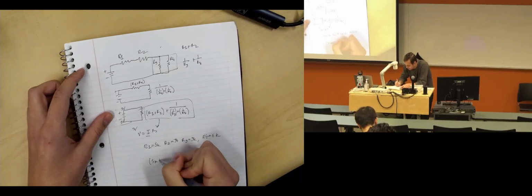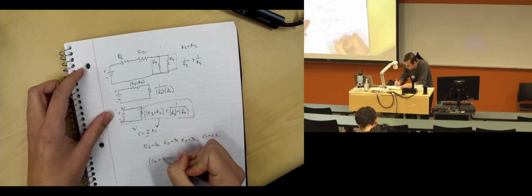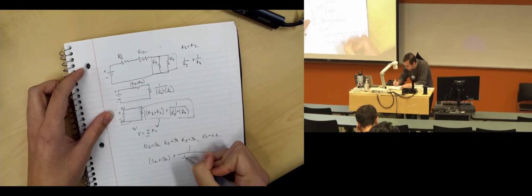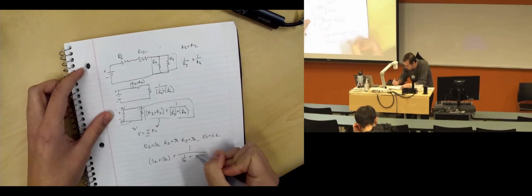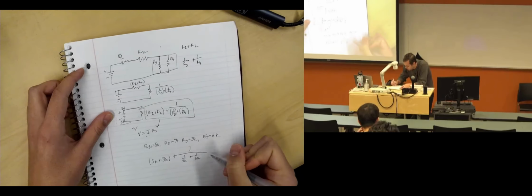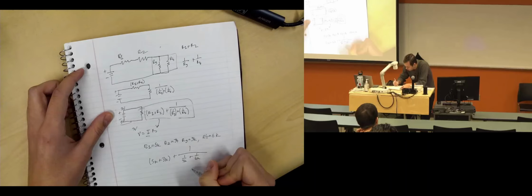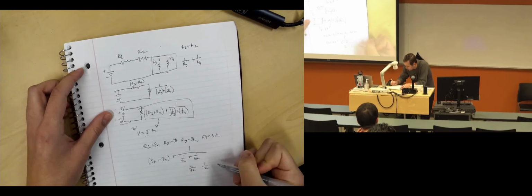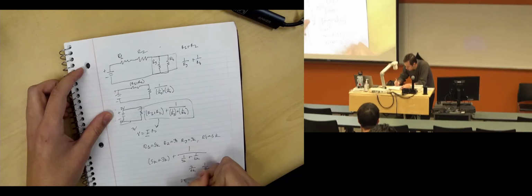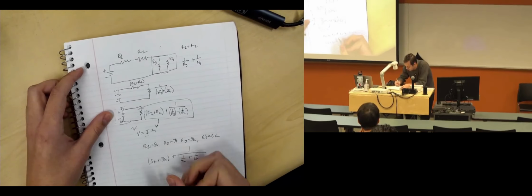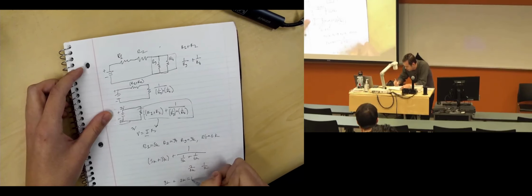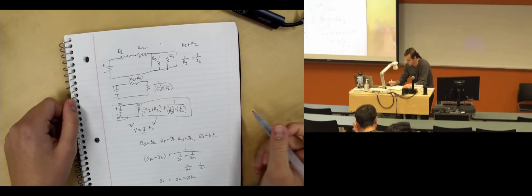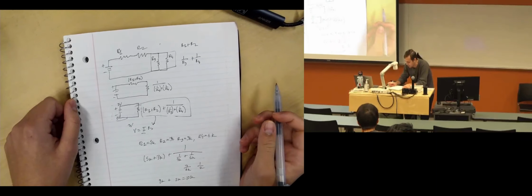We have 5K plus 3K plus 1 over 3K plus 1 over 6K. So this can simplify down to 3 over 6K, which is 1/2, right? So 1 over 1/2 is 2K plus 8K. So our equivalent resistance is 10,000 ohms, right? When we plug in those numbers, we already found the equation, so that's fine.